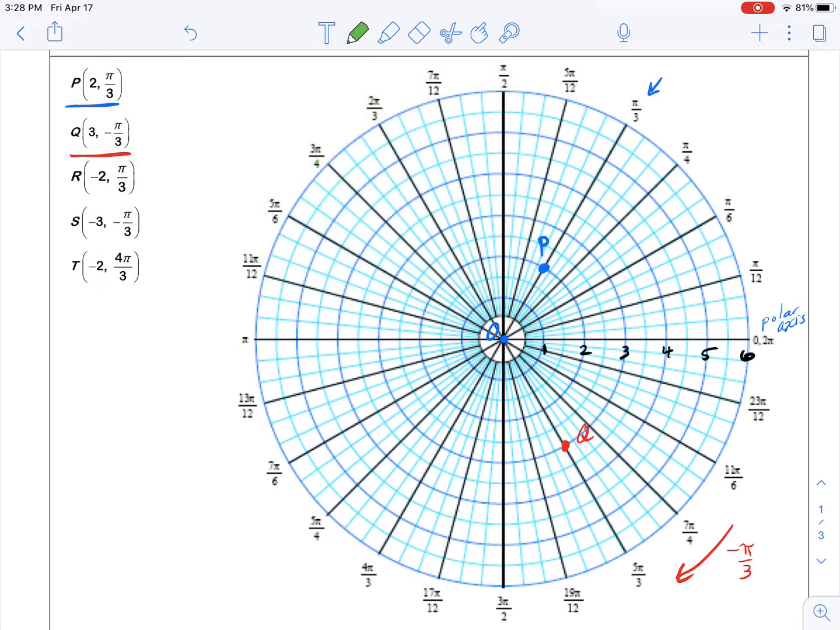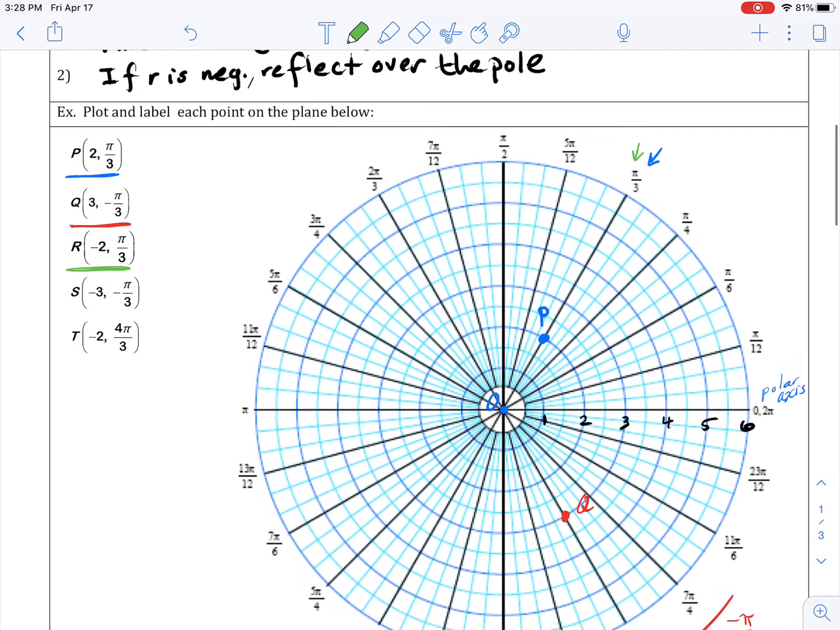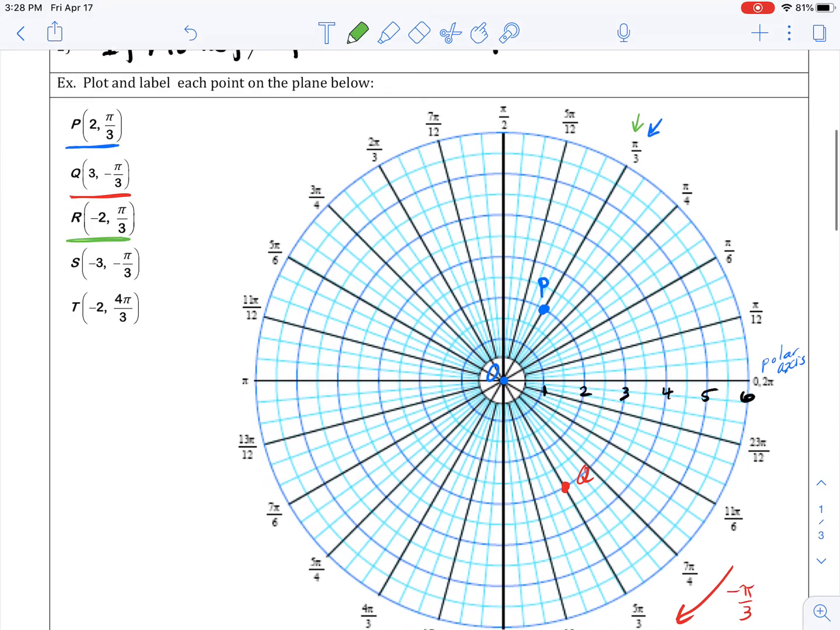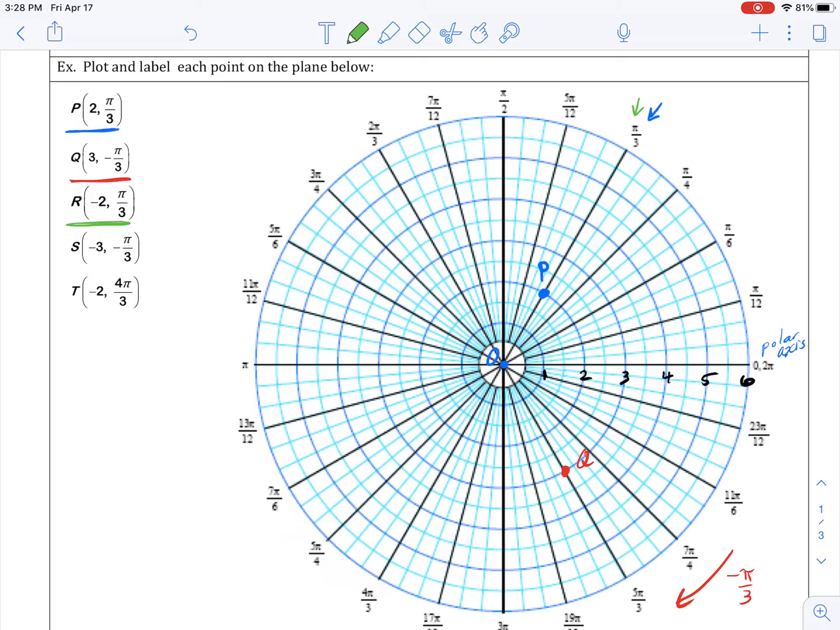Let's switch on to a different color. Now let's try R. And R is our first instance of an r value that is negative. So again, we're going to go to pi over 3, which is this spot right over here. So pi over 3. And we are going to find a value of negative 2, or directed distance of negative 2. Had our r value just been 2, we would have the same point as P that we've already graphed. But because our r value is negative 2, what did I say right above here? If our r value is negative, we're going to reflect it over the pole. So if we reflect it over the pole, we should be right over here. That's where R should be.